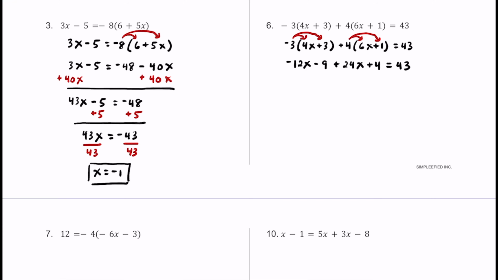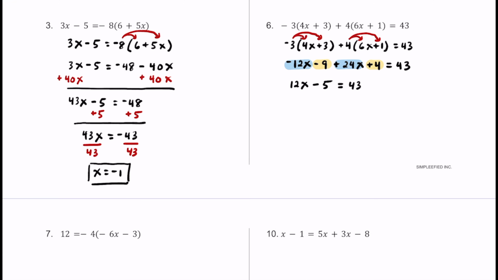And now let's see if we can combine some like terms here. So on the left side, we have negative 12x and a positive 24x. Combining those, we will get a positive 12x. And then combining this constant of negative 9 plus 4, that's going to be negative 5. So we have 12x minus 5, and that's equal to 43.